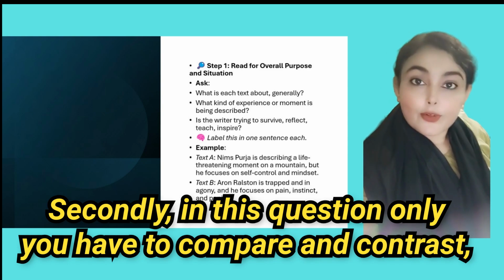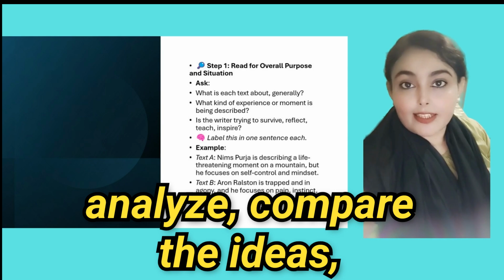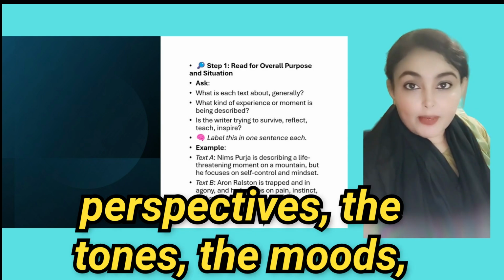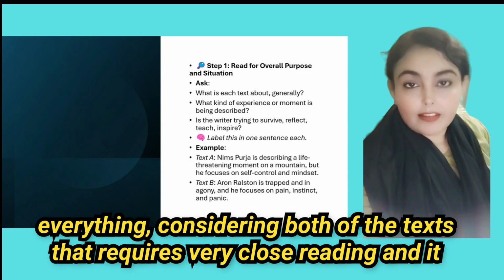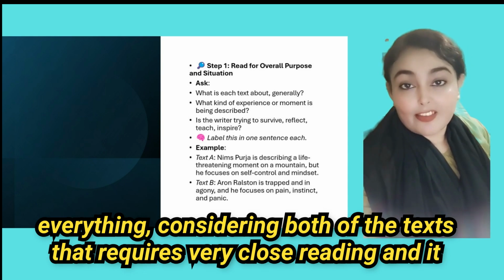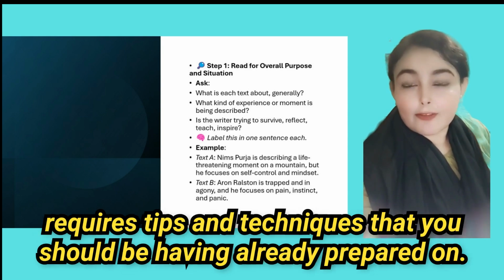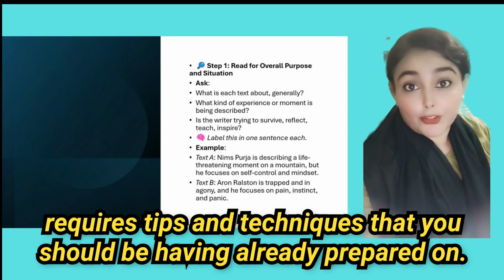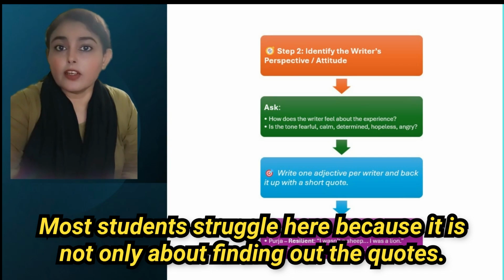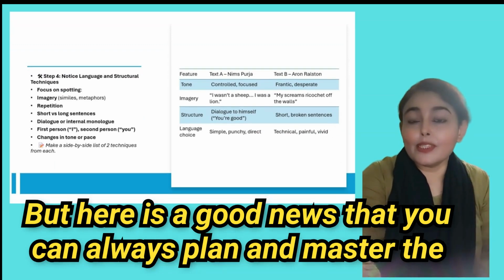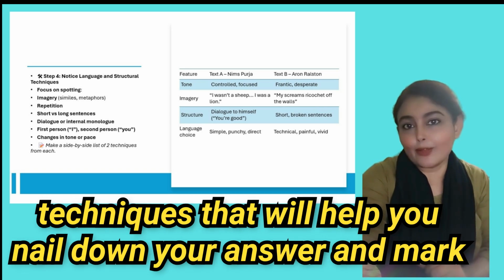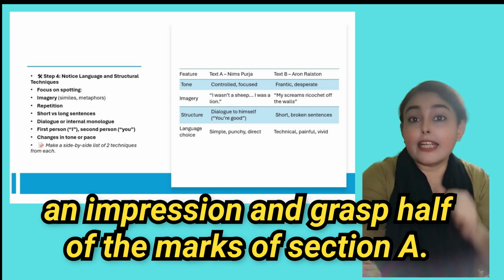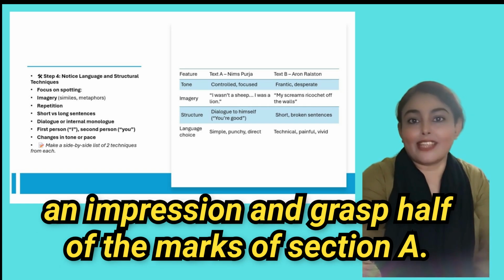Secondly, in this question only, you have to compare and contrast, analyze, and compare the ideas, perspectives, tones, moods, everything, considering both of the texts. That requires very close reading, and it requires tips and techniques that you should already have prepared. Most students struggle here because it is not only about finding out the codes. But here is the good news: you can always plan and master the techniques that will help you nail down your answer, make an impression, and grasp half of the marks of Section A.